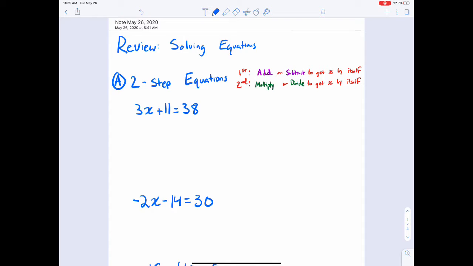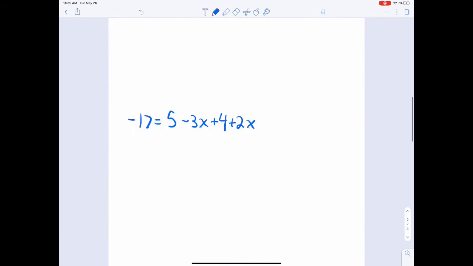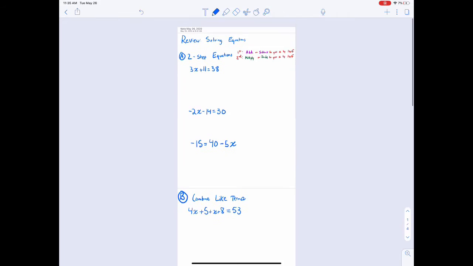It's going to be a review of solving equations. So we're just going to go through some questions here, and then you'll be able to try them for your own.